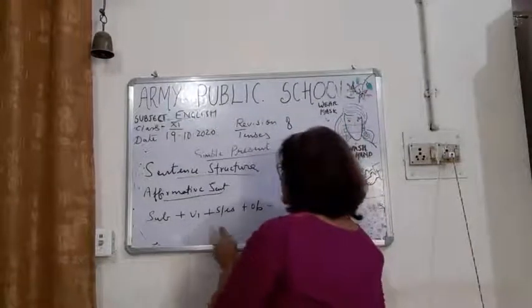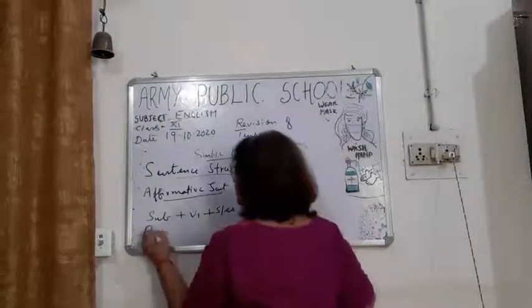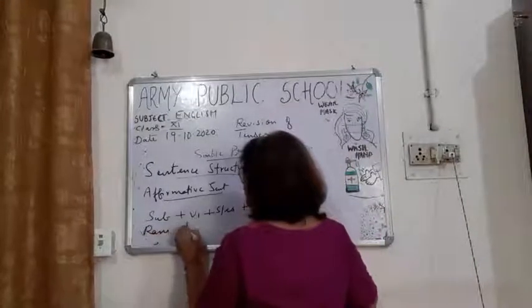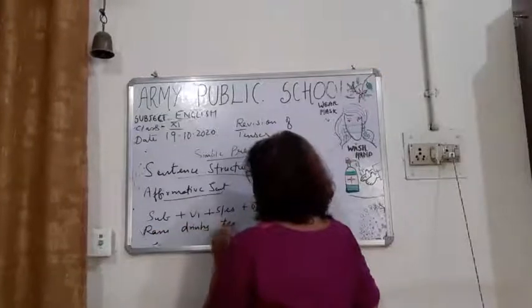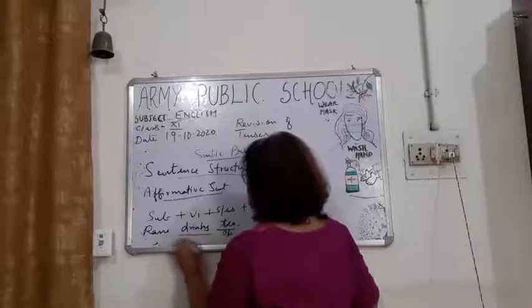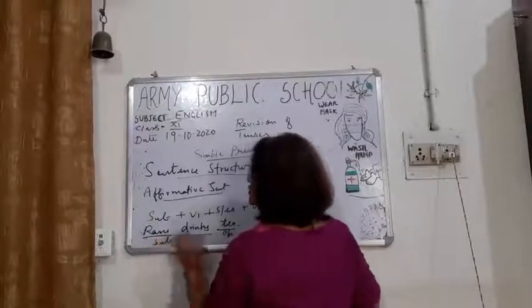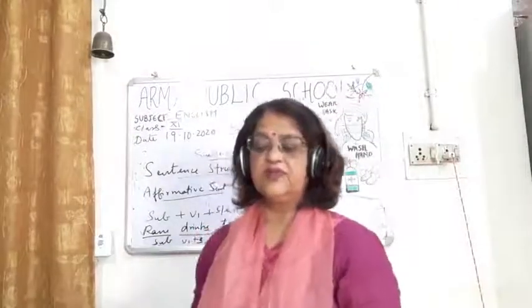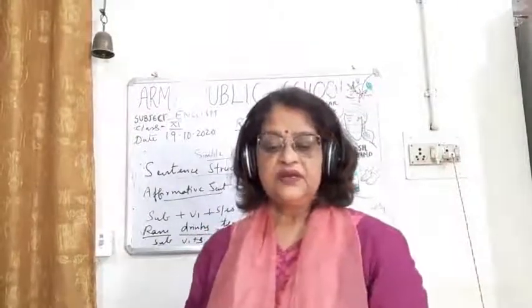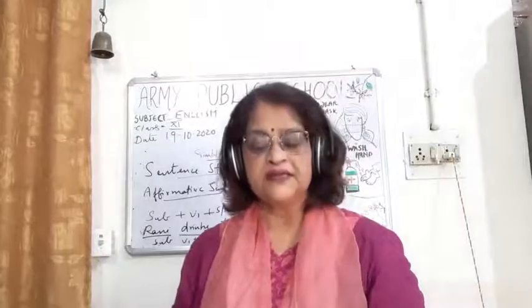You can write two more, like Rani brings tea. Tea is the object, this is V1 plus S, and this is the subject. So in simple present tense, in the affirmative sentences, we use S or ES.